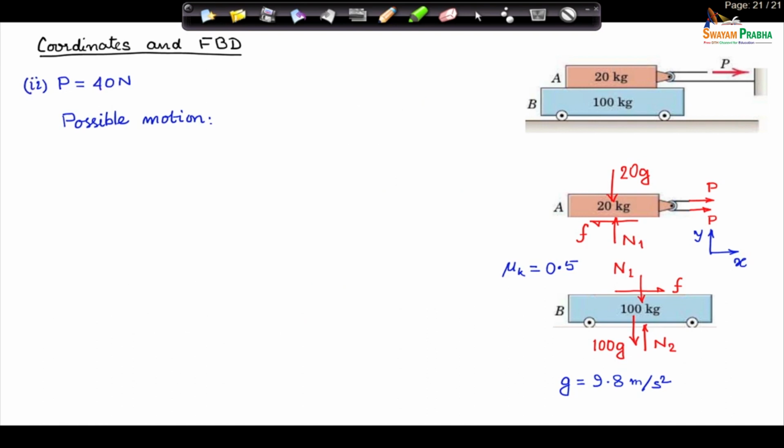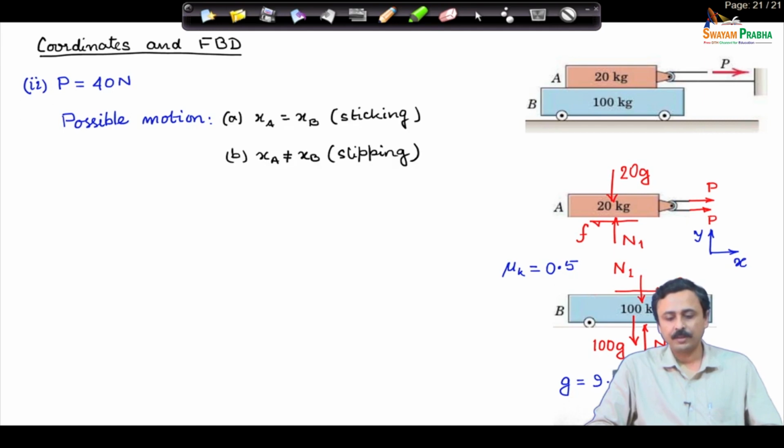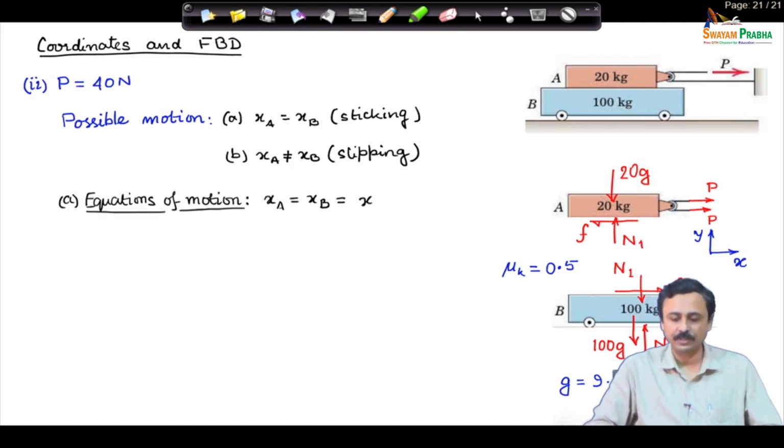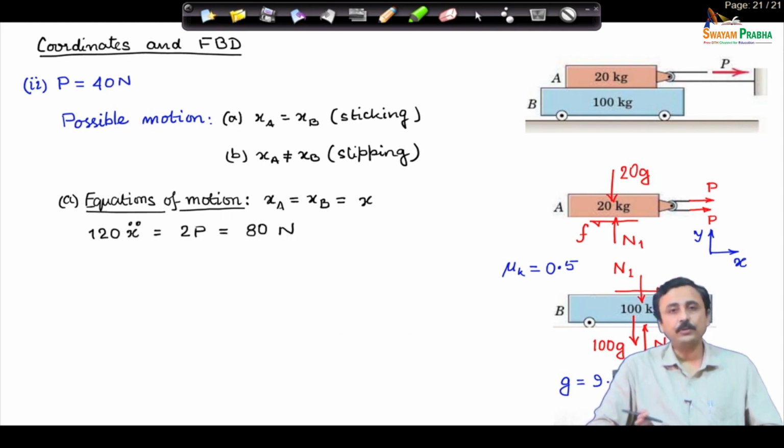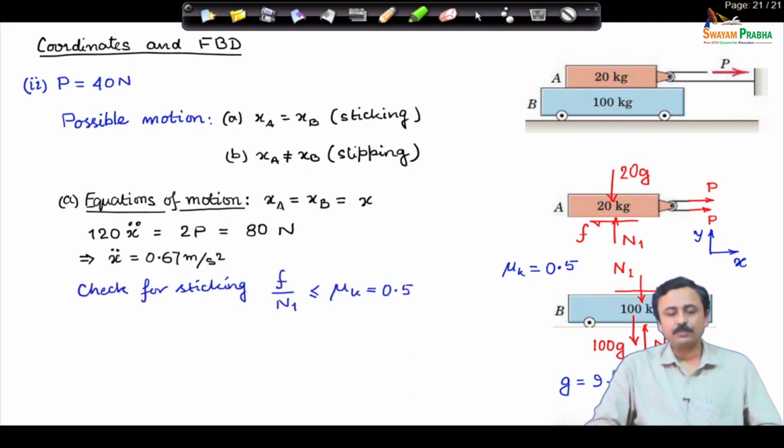Next, we go to the case with P equal to 40 Newton. The possible motions, again we can have these two motions, sticking where both the blocks will move together, or sliding where the motions will be different. Equations of motion follow the same pattern as we have discussed. So, x a equal to x b equal to x, I am making a simplification. I am writing down the equation of motion for the full system. So, 120 times acceleration is the net force, which is 2 P, which is now 80 Newton, and x double dot turns out to be 0.67 meters per second square.